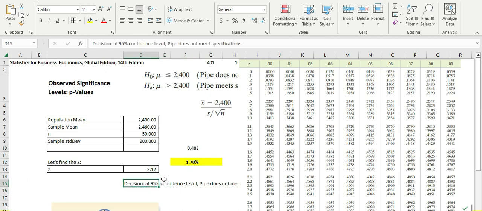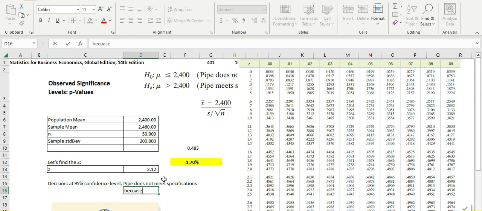5%. So we will decide: at the 95% confidence level, the 5% threshold is not met, so that's how to do it.